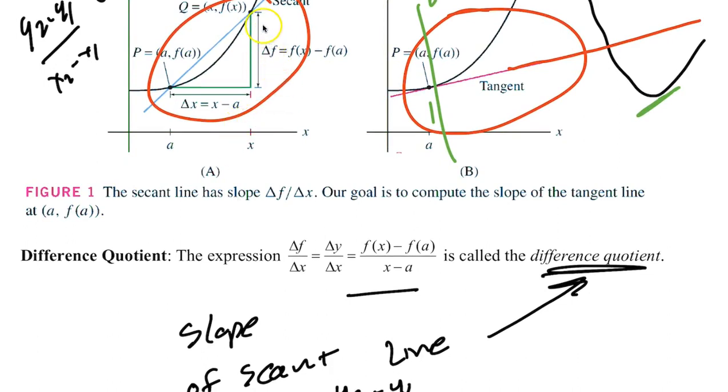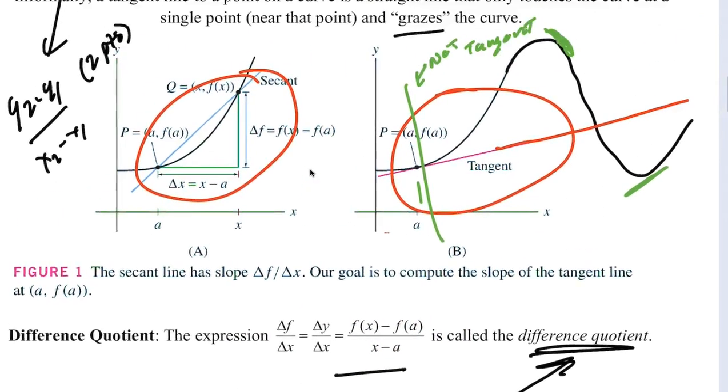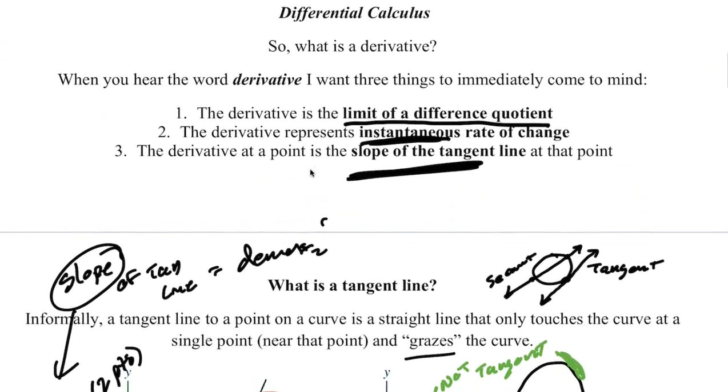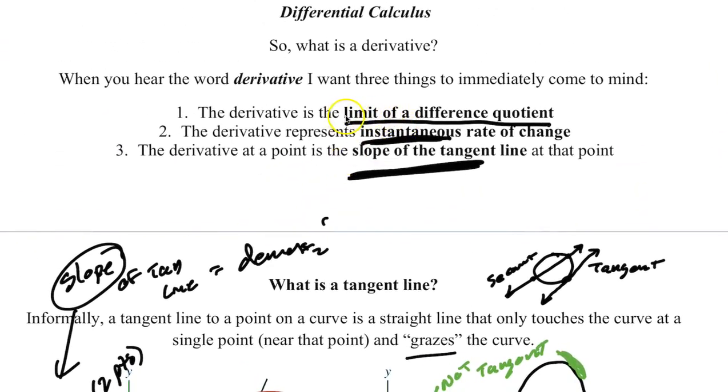You get 2 points. A secant line has 2 points. You find the slope of that secant line, and you get your normal slope. This is just a little fancier: f(x) minus f(a) over x minus a. But that's called a difference quotient. If you remember what our derivative was, one of the things was, it's a limit of a difference quotient.